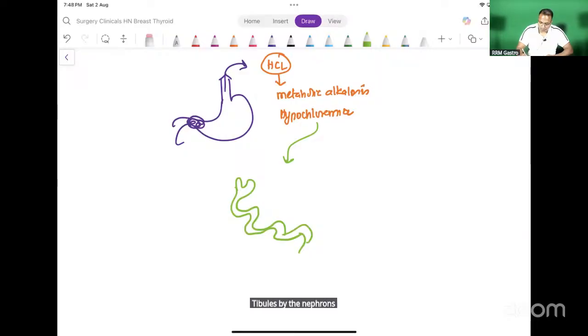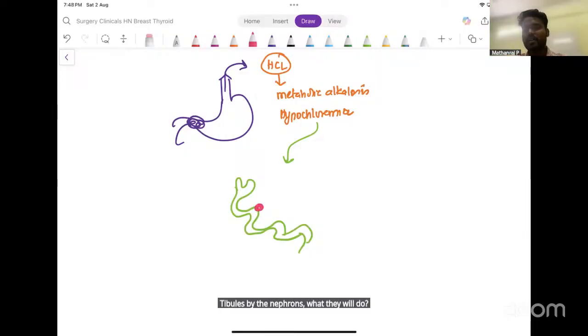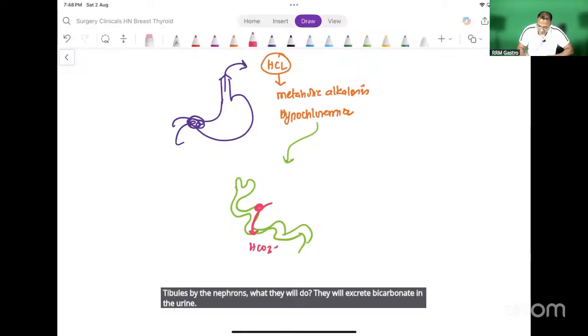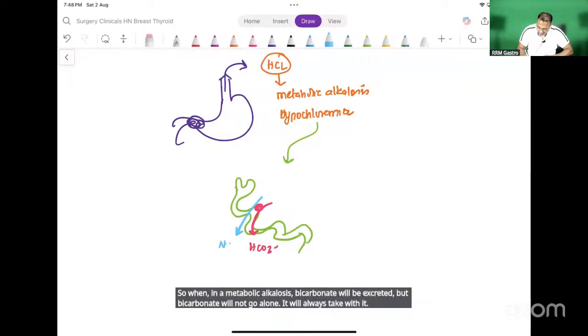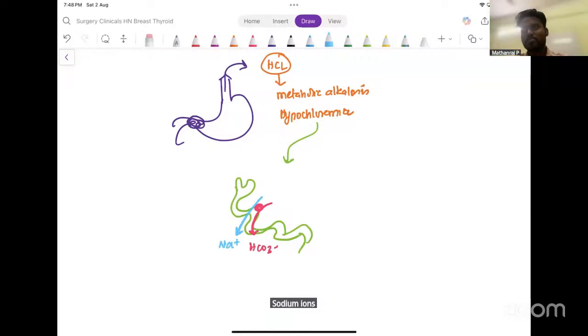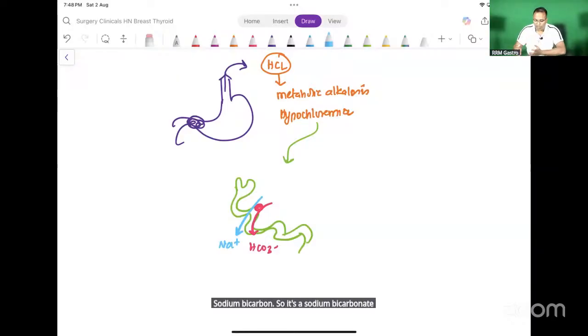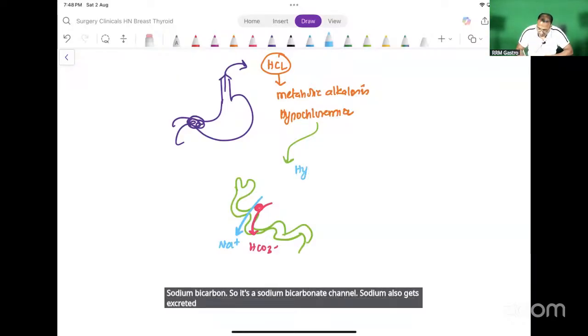What will they do? They will eliminate the bicarbonate ions. They will excrete bicarbonate in the urine. So in metabolic alkalosis, bicarbonate will be excreted, but bicarbonate will not go alone. It will always take sodium ions with it. Sodium bicarbonate. Sodium also gets excreted, so within a few days you will get hyponatremia.